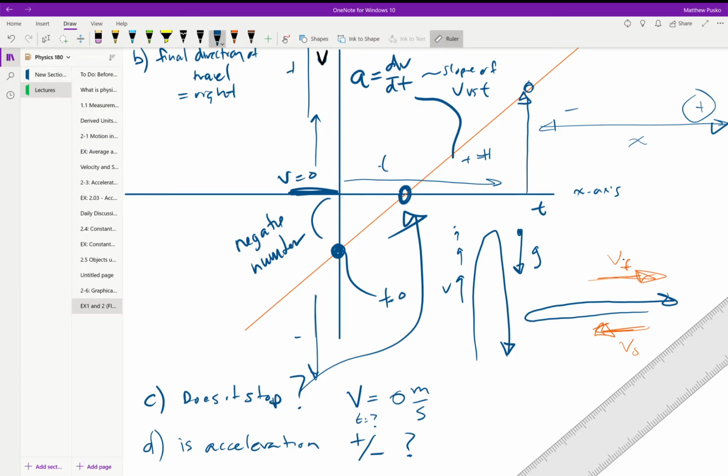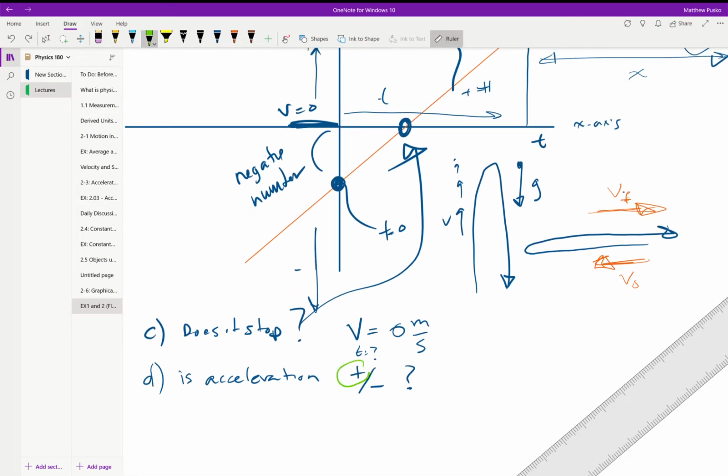Well, this is a positive slope right here. It's constantly moving up and to the right, so therefore it is a positive slope, and it is a positive acceleration the whole time. Even though it changed directions, the acceleration was constant and positive. And how do you know it's constant? Because on a v versus t graph, if it's linear, then we can say the acceleration is constant.